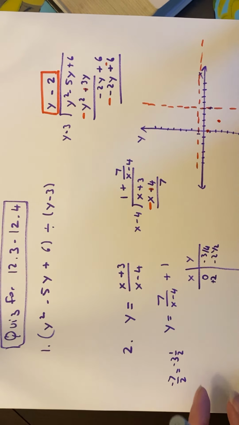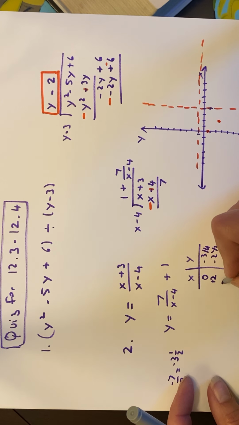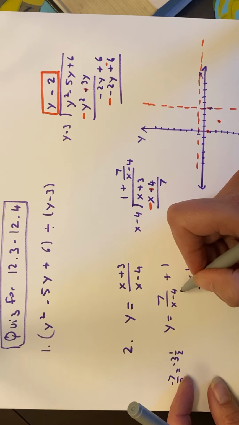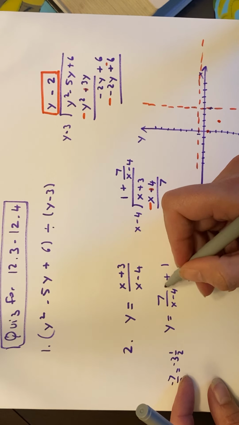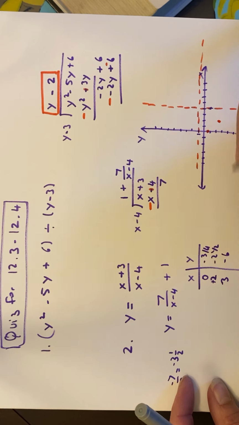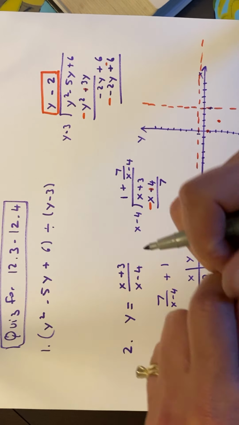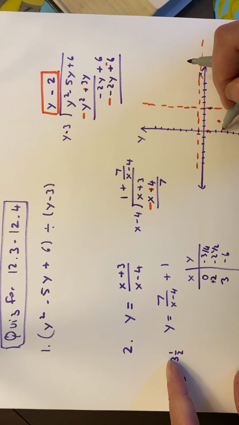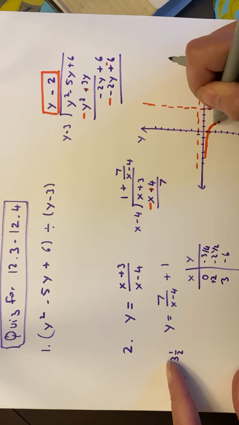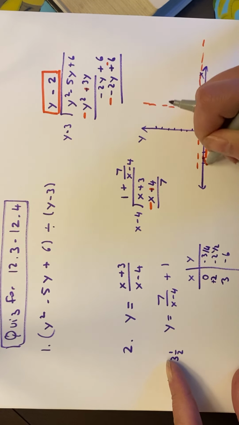And I'll do one more. I'll put in positive 3. 3 minus 4 is going to give me a negative 1. Negative 7 plus 1 is negative 6. And so 1, 2, 3, 4, 5, 6. And I have my first branch of my graph.